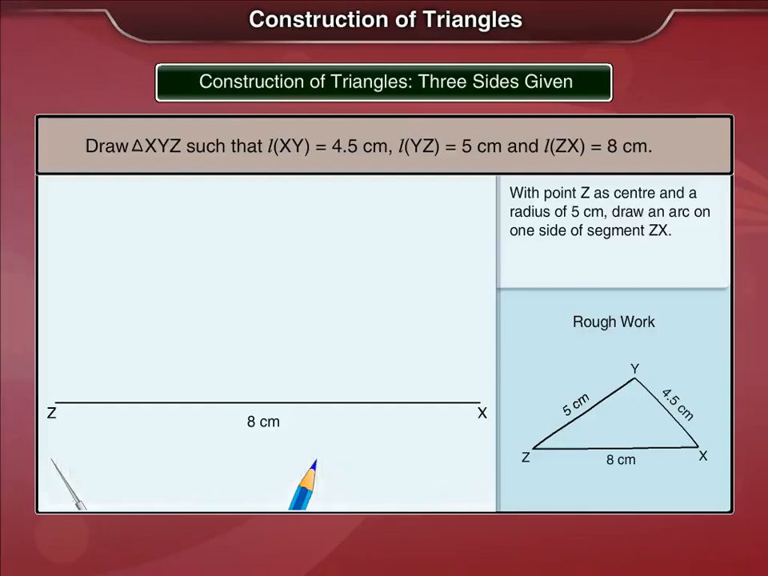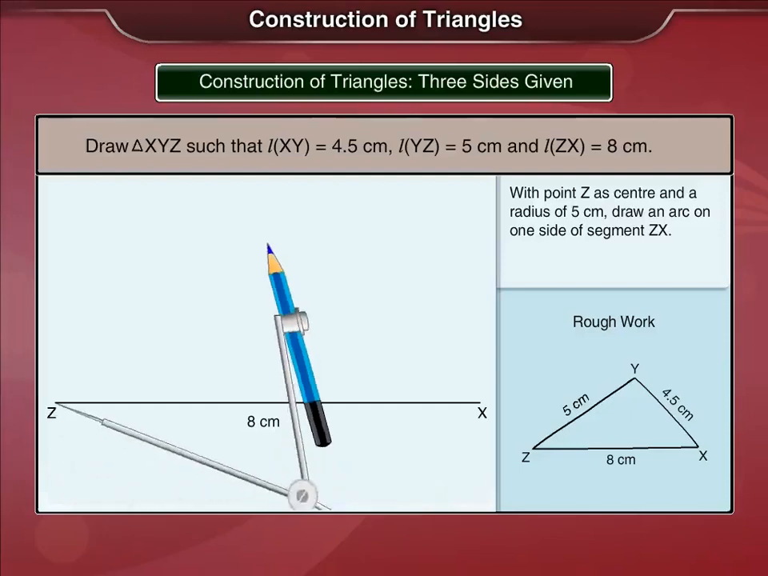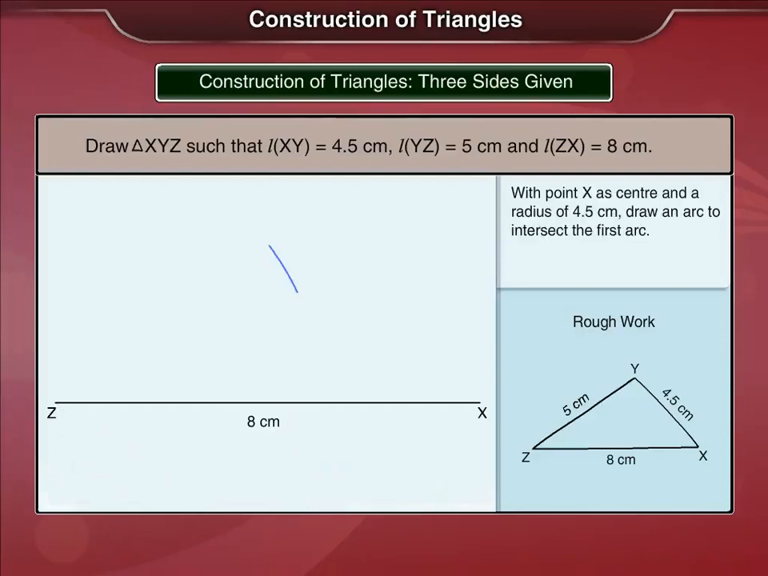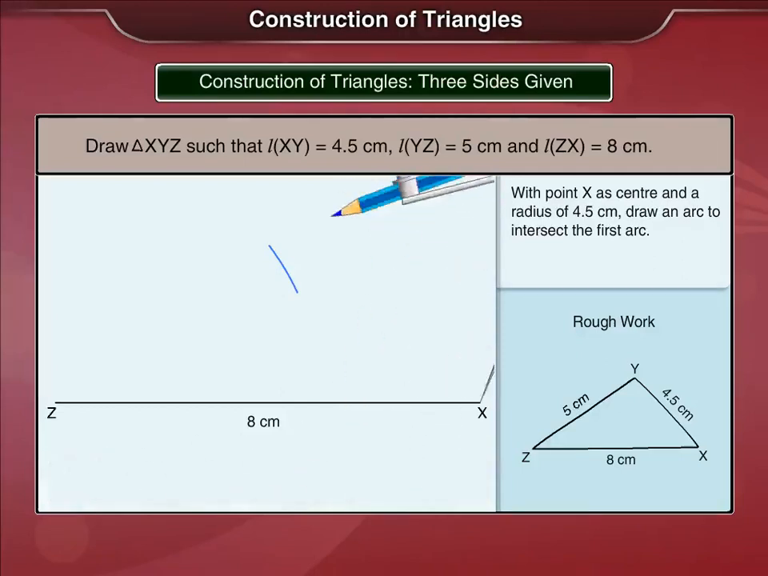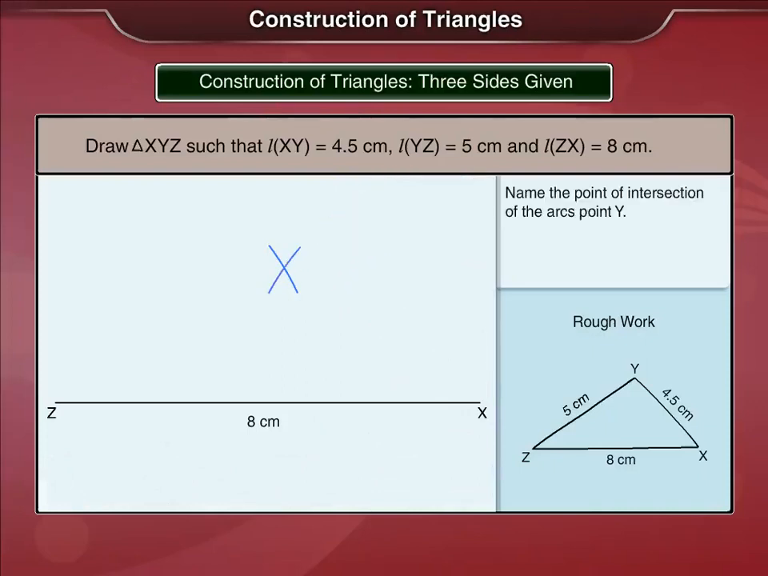Now, let's name the point of intersection of the arcs point Y. Let's join point Z and point Y. Finally, let's join point Y and point X. The required triangle XYZ has been constructed.